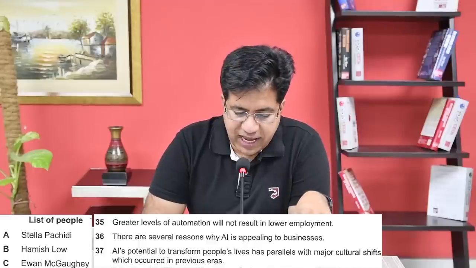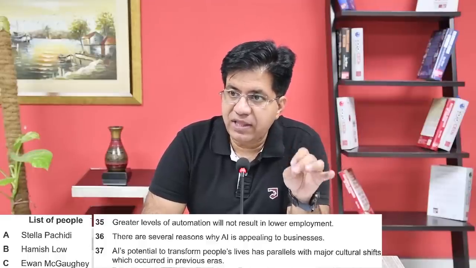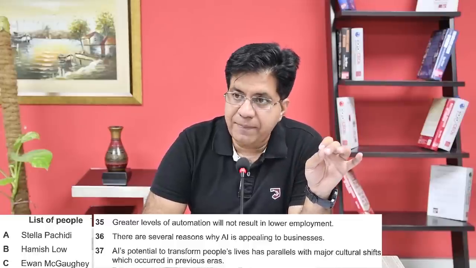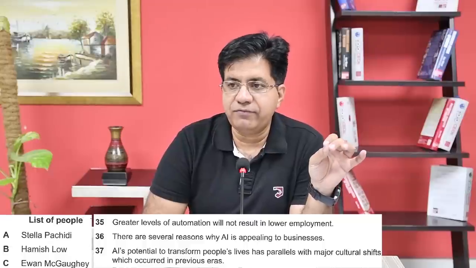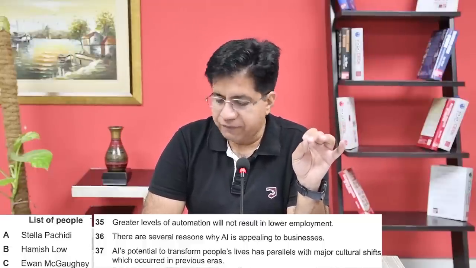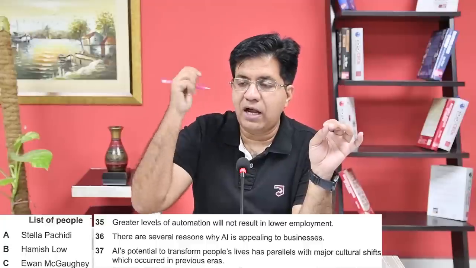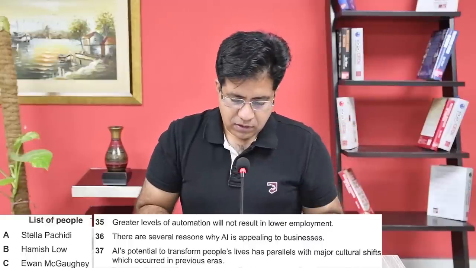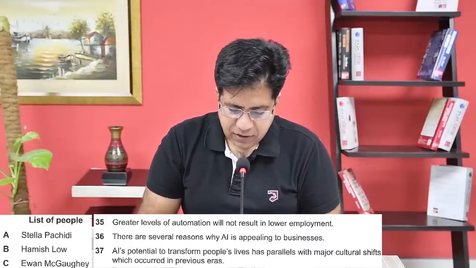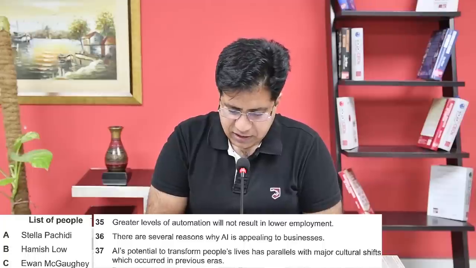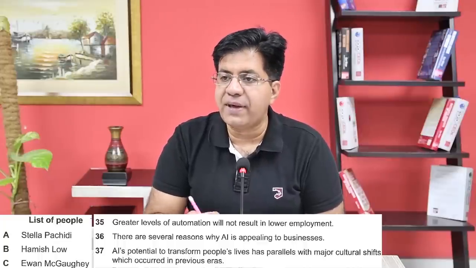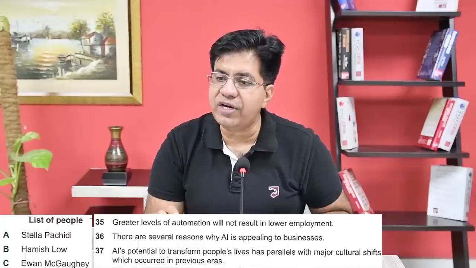Listen. You just have to match these statements with the names of scientists. At the moment, we are locating the names. Option A, Stella Pakidi. Where is she? In which paragraph? Second paragraph. We've got Stella Pakidi in the second paragraph. Underline that word. You see the word Dr. Stella Pakidi. And even in the third paragraph, it says Pakidi, and in the fourth paragraph, it says Pakidi. It means these 3 paragraphs are about her.